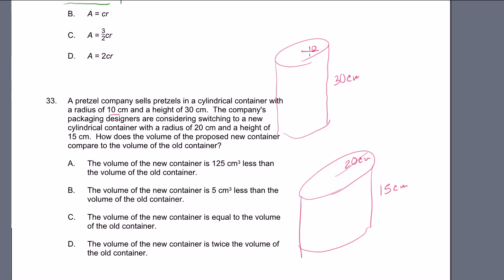So the old container's volume is going to be this area times the height. So the volume is equal to the area, pi r squared. R is 10. R squared is 100. So it's going to be 100 pi. That's the area up here. That's 100 pi.